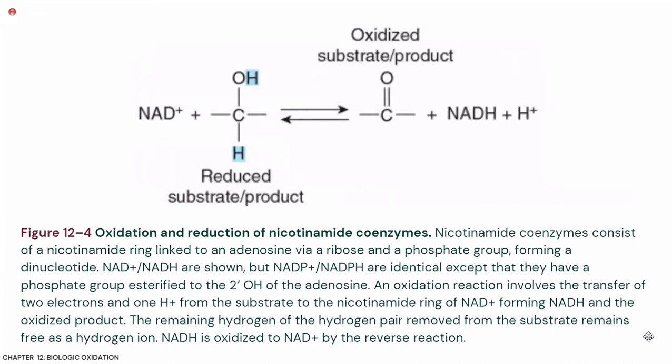So you can see it here now. Here is a substrate that is reduced. And you have your coenzyme NAD. And this is oxidized NAD, which becomes reduced NAD after accepting these two hydrogens that have been removed. So those are the two hydrogens there. Oxidation and reduction of your nicotinamide coenzyme.